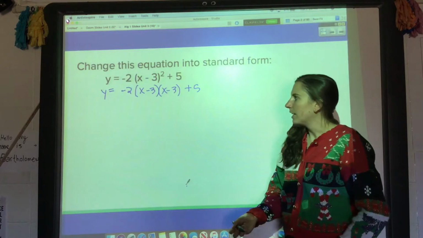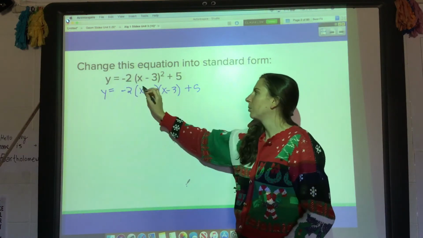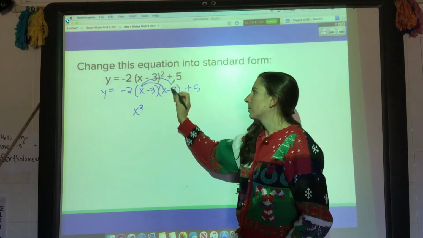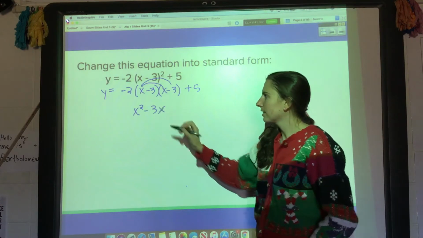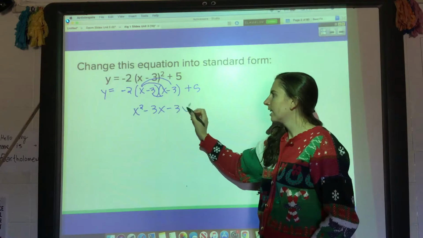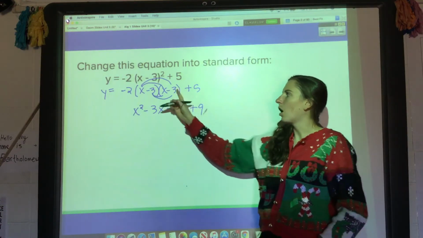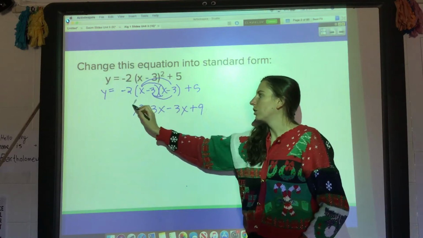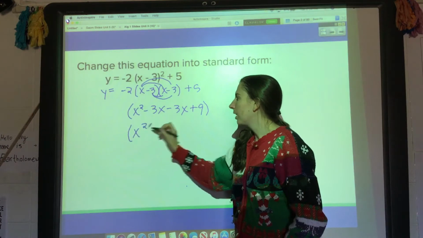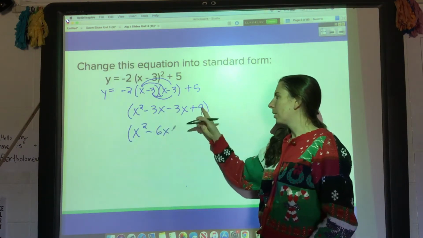All right, now I need to distribute. I could actually do negative 2 times that first if I wanted to, but I'm going to go ahead and do x times x, which is x squared, x times negative 3, which is negative 3x. Negative 3 times x is another negative 3x. And negative 3 times negative 3 is positive 9. So all of this turned into this expression here, which simplifies to x squared, combine these and you get negative 6x plus 9.